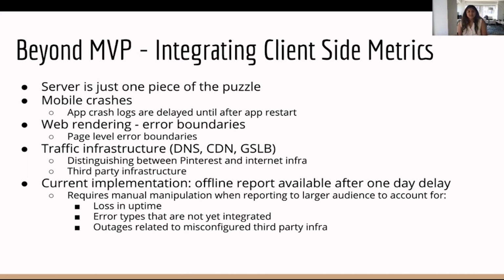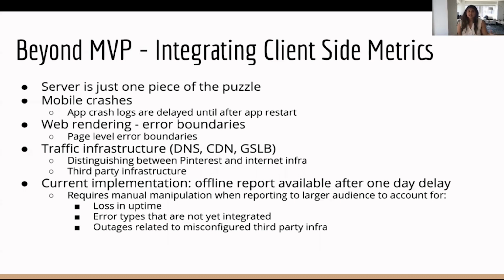On the other side of the house, there's web rendering. So error boundaries, we use React at Pinterest. What level of error boundary are we counting as a failed experience? Is it just the page level error boundaries? Is it certain critical components? This is definitely something that's very much a work in progress for us. Right now, we're just counting page level error boundaries as failed events, because we consider that to be a completely unusable experience for the user. But that's definitely something that we are thinking about extending in the future if we identify certain components on the page as fundamental to the product.